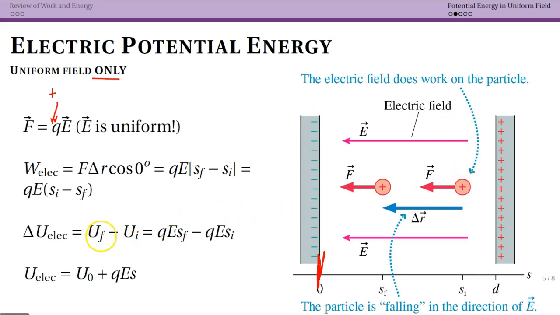In the end, we see that our final minus initial potential energy is just Q times E times the position, this distance from here, final minus the same thing but with initial. And so we can say that the potential energy due to this electric interaction is due to whatever my potential is here, this U initial, and we'll talk more about it, plus Q times E times S, where S is the distance you are from this plane. So again, it's going to be important that we really define what the potential is at that negative plane, and then we're measuring the distance from that plane.